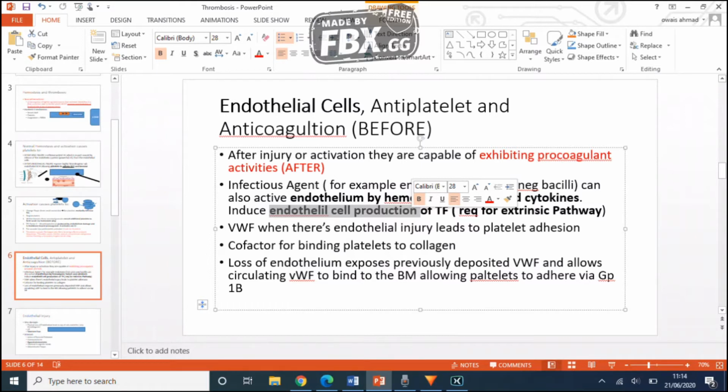One very important factor is that endothelial cells provide platelet adhesion and cofactors for binding platelets to the collagen. Loss of endothelium exposes previously deposited von Willebrand factor, and allows circulating von Willebrand factor to bind to the basement membrane, allowing platelets to adhere via glycoprotein 1b. So von Willebrand factor, when there's endothelial injury, leads to platelet adhesion, and this is a cofactor for platelets to coagulate.